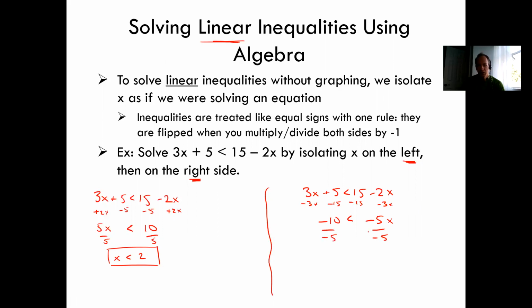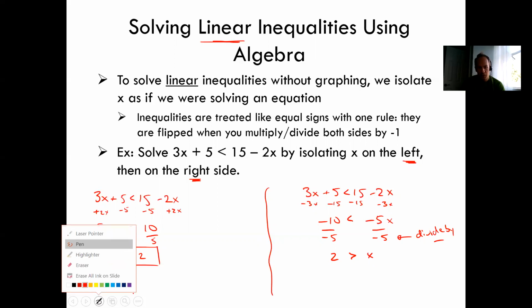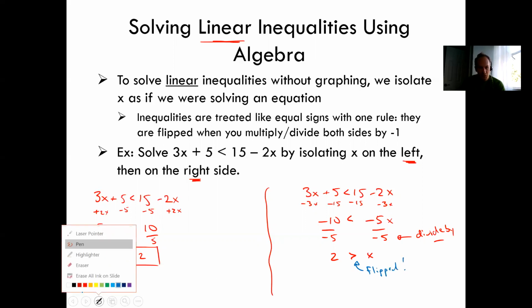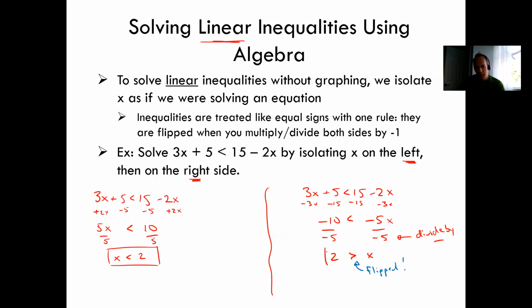And this is the key thing, because right here you're dividing by a negative. So this is still going to be x. Negative 10 over negative 5 is positive 2. But because we divided both sides by a negative, we're going to flip the inequality. So that one gets flipped. Let's just make a little note there. Okay, so the answer is going to look like 2 is greater than x.